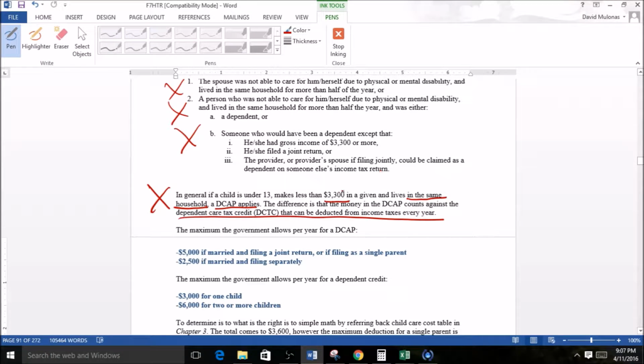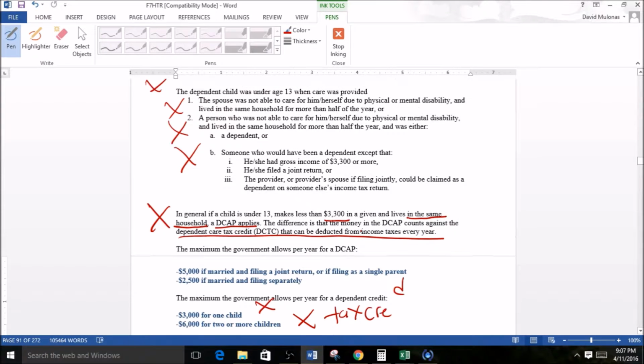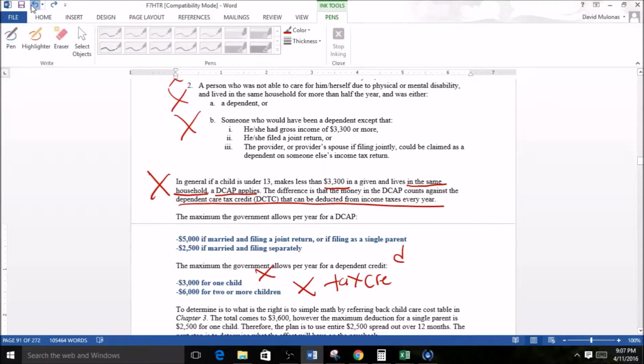So it's for one child, $3,000, or 2 or more children, $6,000 is the maximum. So again, that's a tax credit. Very important. It's different than a dependent care account because that's going to work like an FSA. That's the pre-tax difference. Dependent is a tax credit there.